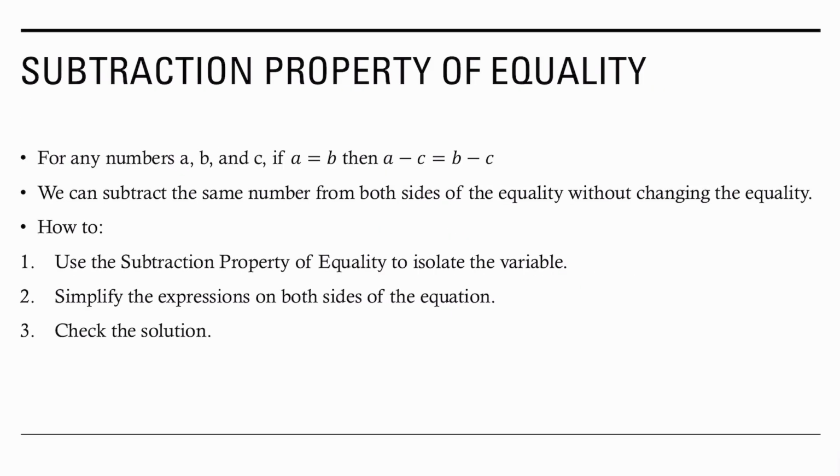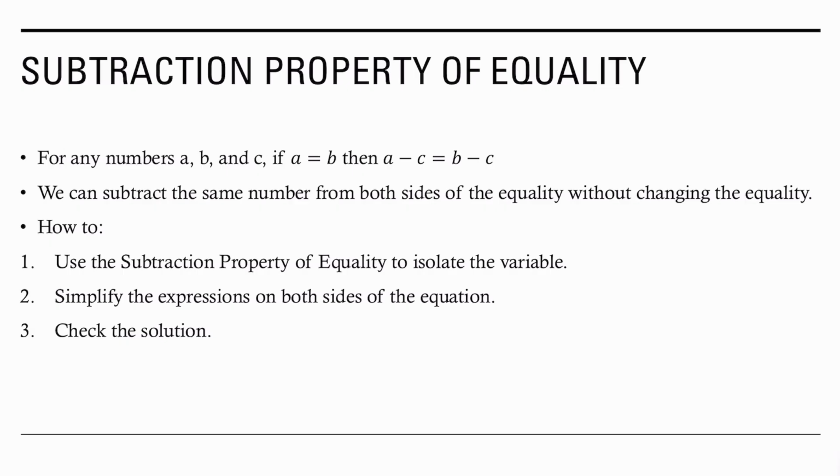So, the subtraction property of equality. All this says is that if I subtract the same thing from both sides of the equation, then I'm still having a valid equation, so it doesn't change the equality. This will become more clear in a second, but ultimately the steps we need are: use the subtraction property of equality to isolate the variable, then simplify the expressions on both sides of the equation and check the solution.